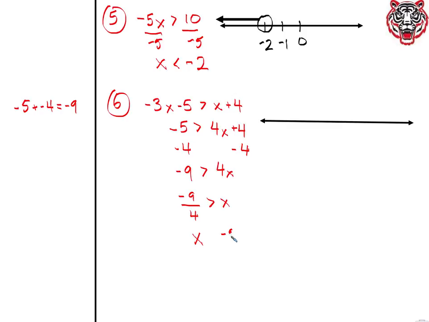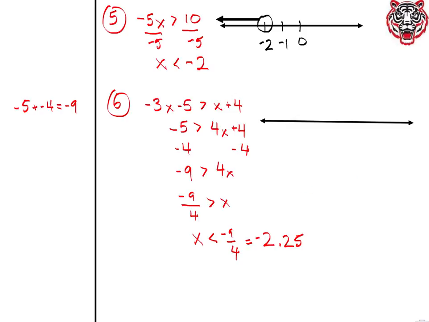Which is the same thing as writing x is... It's -2 and 1/4. I just want to switch these two around. What's the sign going to turn into? Less than, exactly. It switches signs when I switch the places. Now let's graph it. What is 9/4 as a decimal? -2 1/4, which is -2.25.